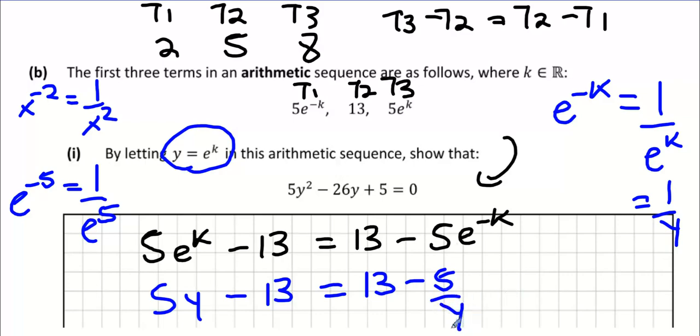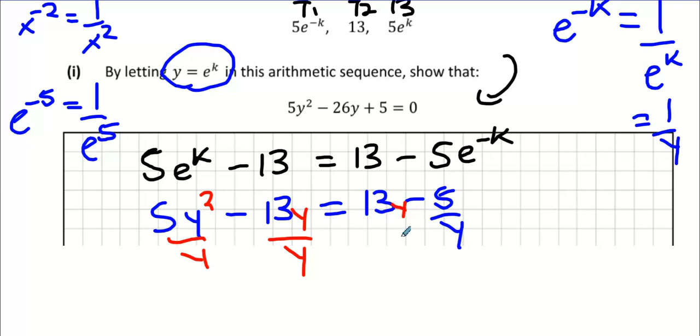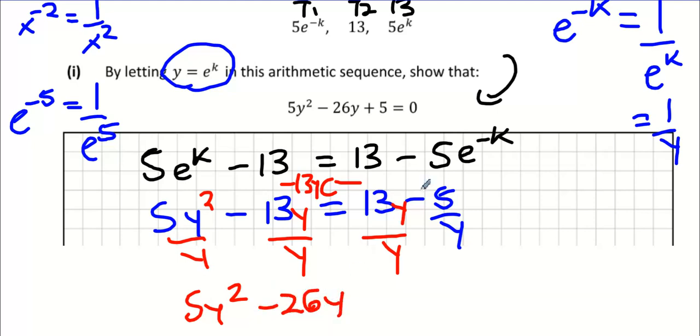Now, give everything a common denominator of what? y on top, y on the bottom, y on top, y on the bottom. 5y squared, yeah? The 13y comes over and changes, 2 minus 13y gives you minus 26y. Then minus 5 goes from the right to the left, and we now have our quadratic equation.